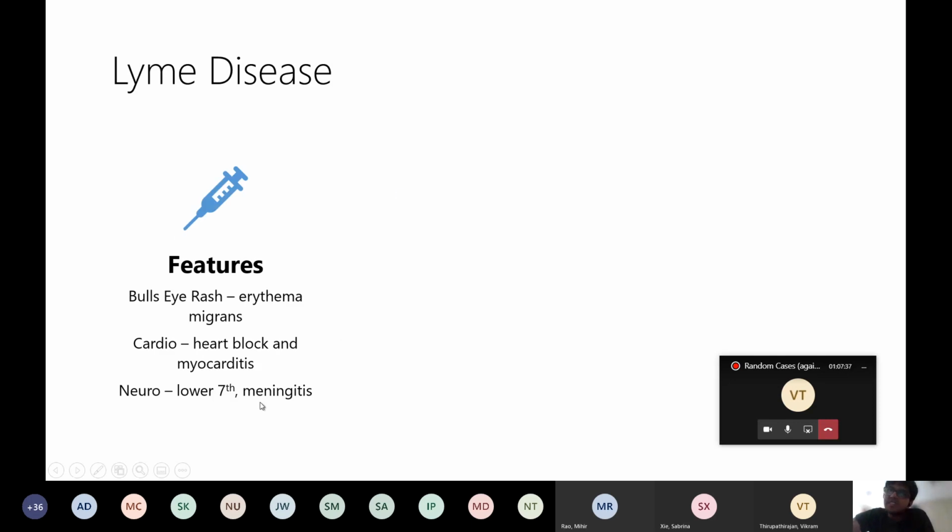What else? Joint pains, fatigue, cardio signs. Yeah, so you can split them up. You can get dermatological signs, which is the bullseye or target rash. You can get cardiological manifestations such as heart block or myocarditis, or you can get neurological manifestations like a lower seventh nerve palsy that we discussed on Monday, or meningitis.